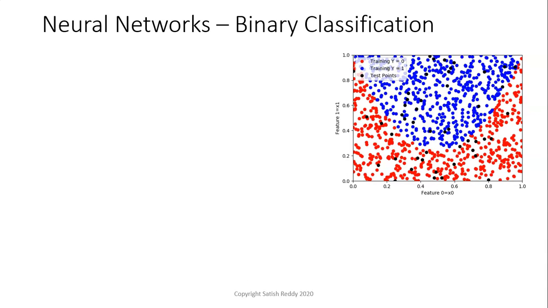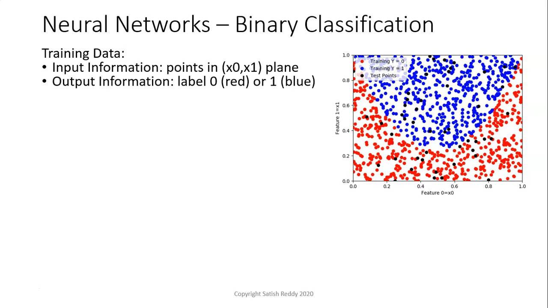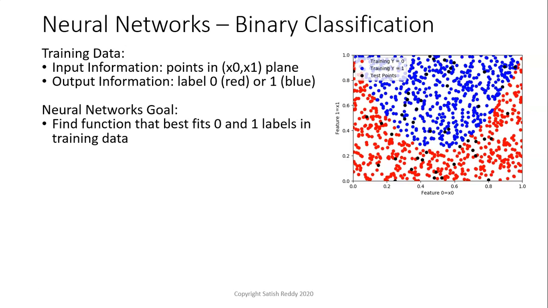So again, we have an example of binary classification. And again, the input information consists of the points in the plane, the x0 and x1 coordinates for the points, and the output information is the label, 0 for the red points and 1 for the blue points. And in neural networks, the goal here would be to find a function that best fits the 0 and 1 labels in the training data.